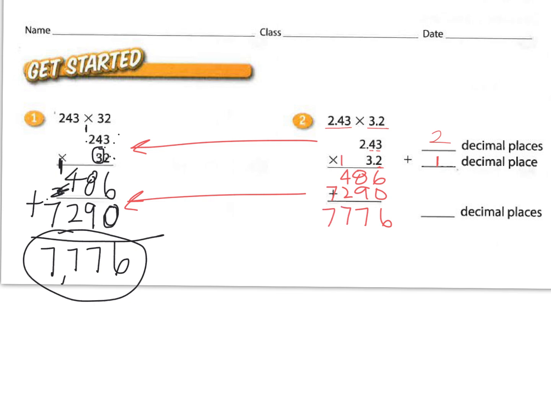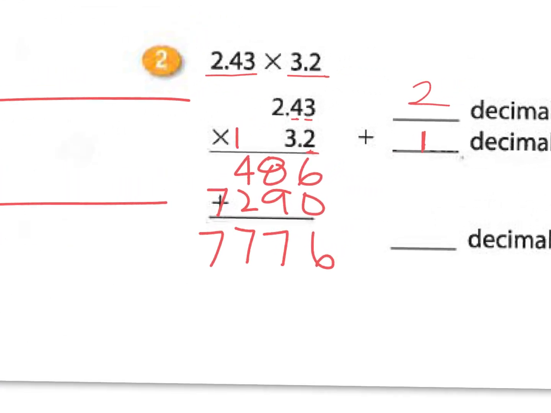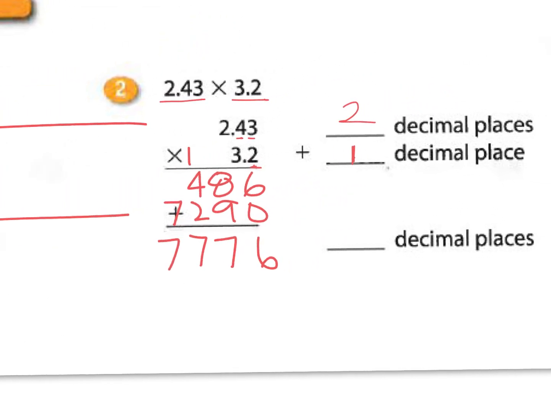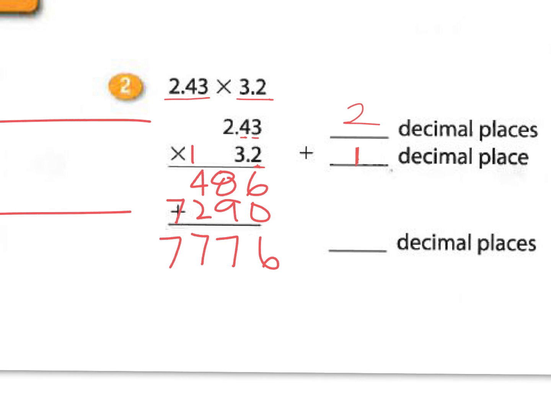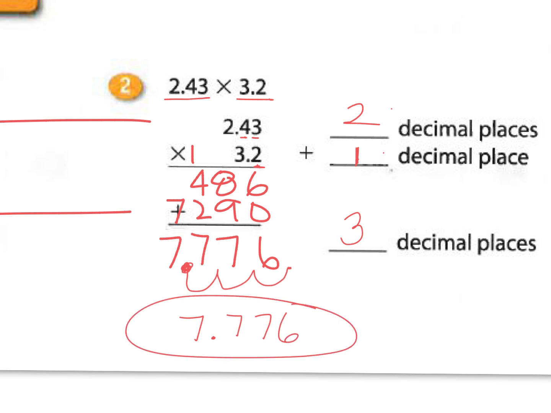But now we're going to look at the decimal places. So when you multiply decimals, you just kind of pretend that they're whole numbers. And then we go back at the end and we figure out the decimals. So we had 2 decimals here, 1 decimal here. So we had 3 total decimal places. So you start at the end of the number and then you go 1, 2, 3. And that's where you put the decimal. So the answer is 7 and 776 thousandths.